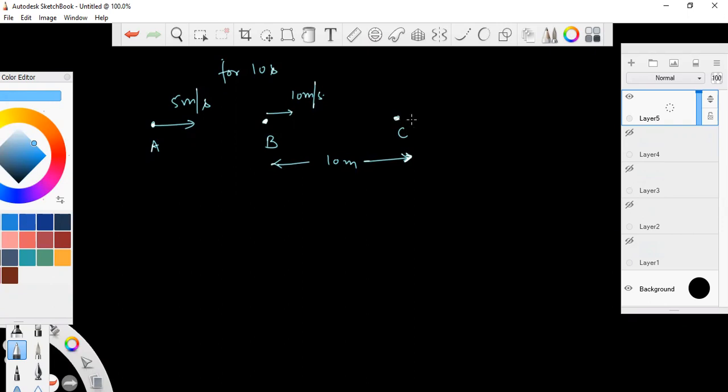After reaching C, the person starts moving in the opposite direction. And it moves at a speed of 20 meter per second for 8 seconds. And it reaches D.